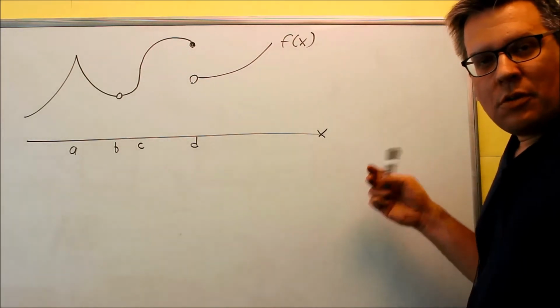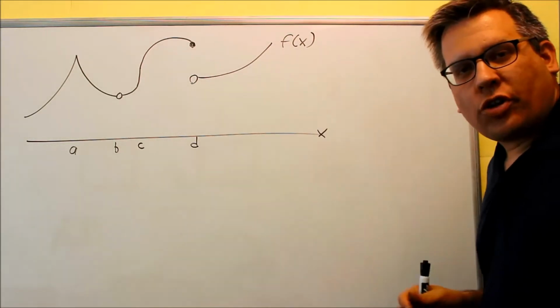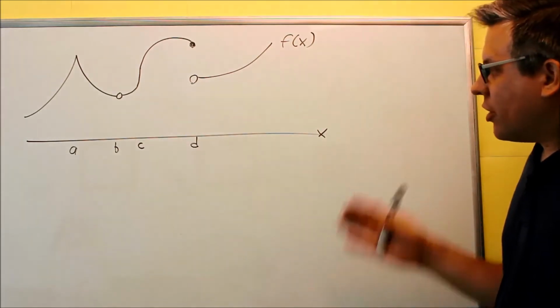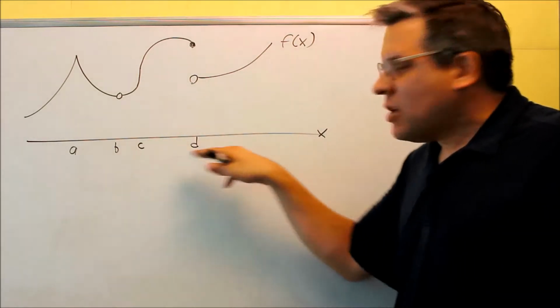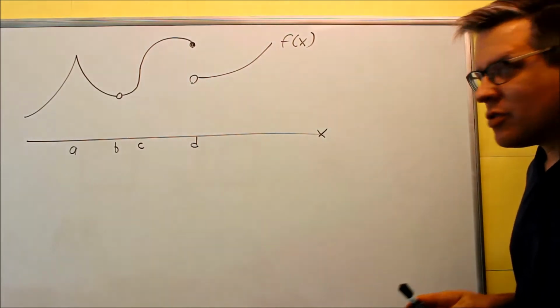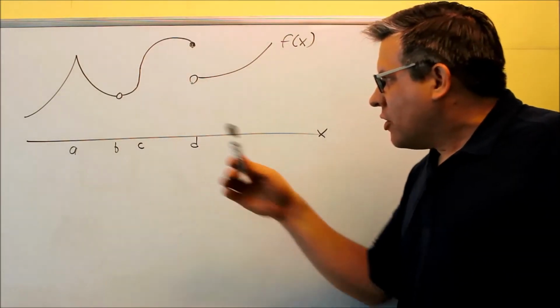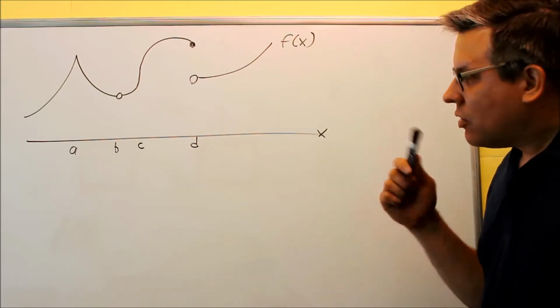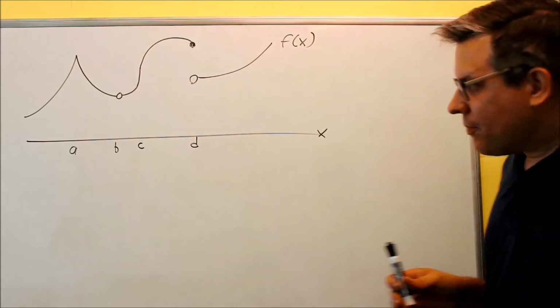We're going to talk about points at which the derivative would not exist. So I have a graph that's been drawn here, and I have these points A, B, C, and D. These are different x values. At each of these x values, the derivative is not going to exist. And let's go ahead and talk about each of these, and we'll talk about why.